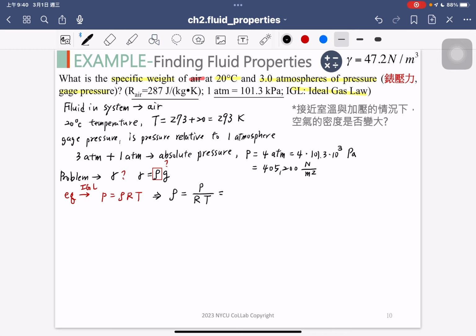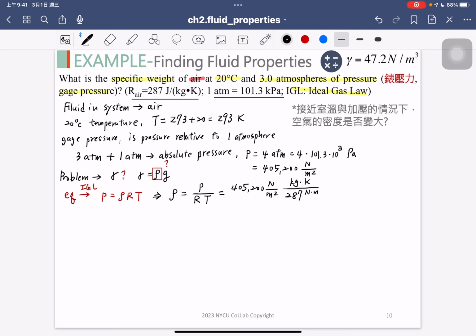So you can just put the value into your equations. Okay, so with all the numbers we have, we can put the numbers into the equation: 405,200 newtons per meter square, and we should divide it by the specific gas constant, 287, and here is the Joule. Joule is equal to the dimensional Newton multiplied by the meter, over the kilograms and multiplied by the absolute temperature dimensions.